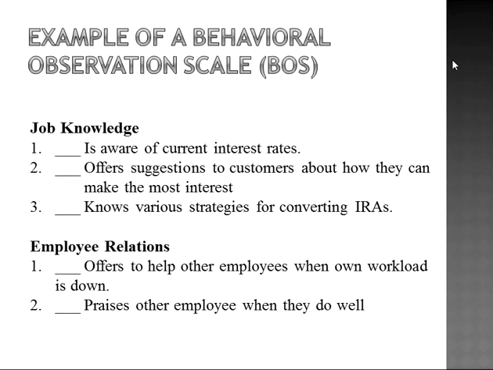Now we have an example of a behavioral observation scale. So we see two areas, job knowledge and employee relations. 1, is aware of current interest rates. 2, offers suggestions to customers about how they can make the most interest. And 3, knows various strategies for converting IRAs and so on and so forth. Same ideas with employee relations. Offers to help other employees when own workload is down. Praises other employees when they do well.